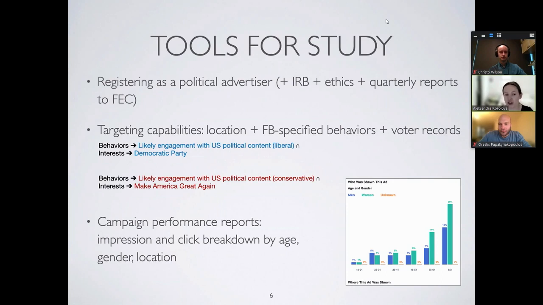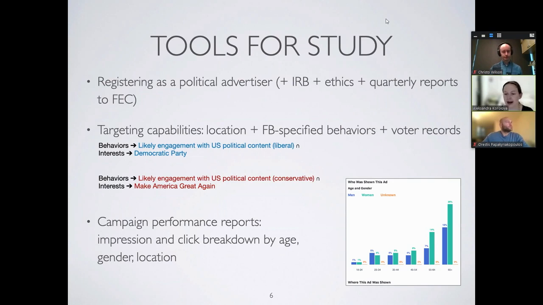So what we did is we registered as a political advertiser, and we used targeting capabilities that were available on Facebook when we did the study, which was early in 2020, where we could target people based on their location and based on Facebook specified behaviors, such as their interests in the Democratic Party or interests in Trump's slogan, Make America Great Again, or their behavior, which is Facebook determined whether they're liberal and conservative. We also utilized publicly available voter records. And then we would run advertising campaigns and look at the campaign performance reports, just like any advertiser would.